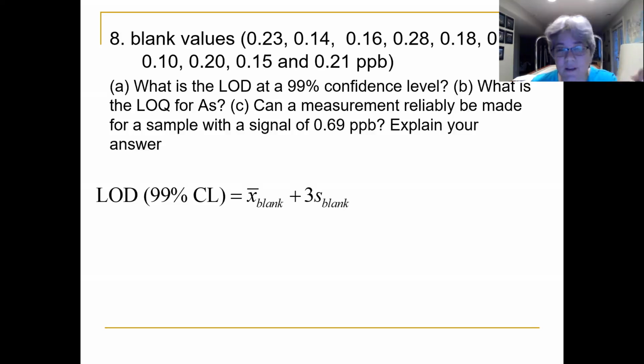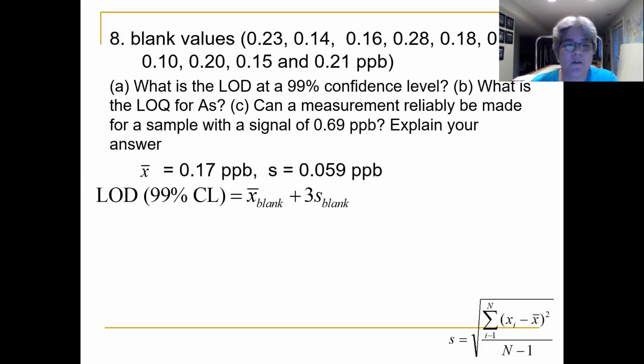You can use your calculator if you have a scientific calculator, which you should. Your calculator can do this for you, and you should learn how to use that. So if you put the numbers in correctly, this is the average for the blank, 0.17, and this is the standard deviation. And notice these have units. These are parts per billion.